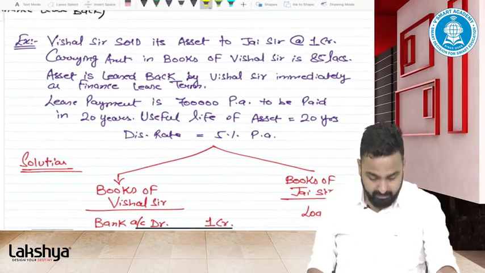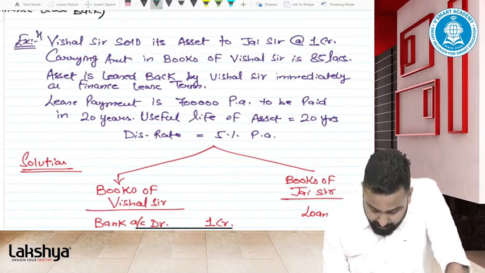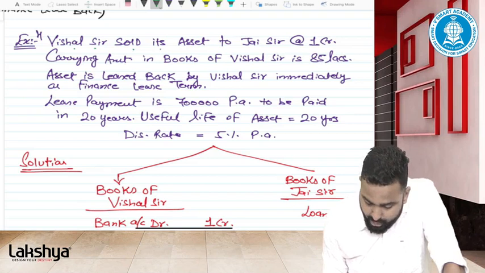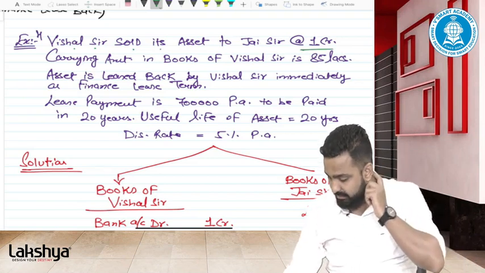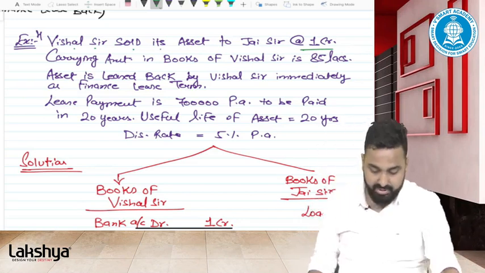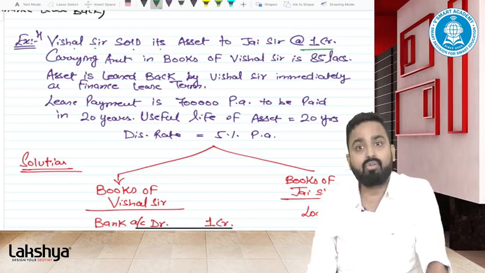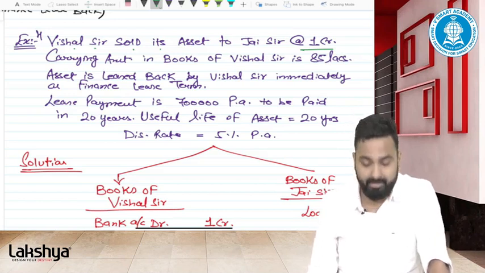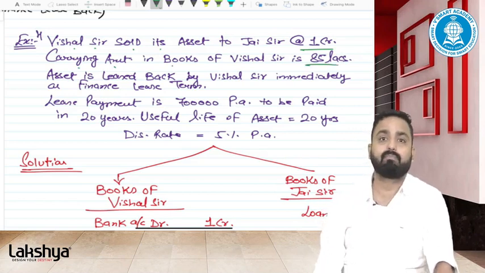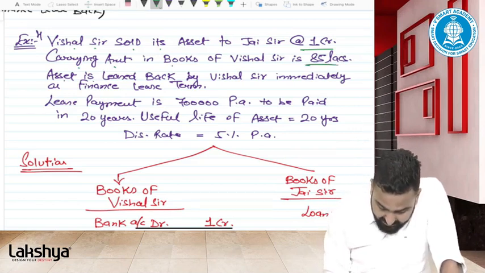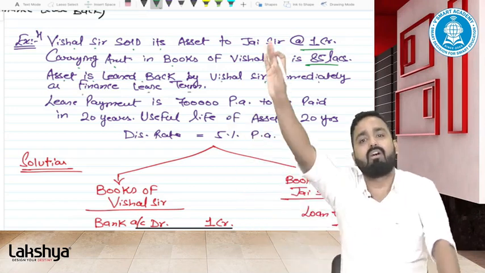Let's discuss the example. You can write the example number 4. Vishal sir sold its asset to Jay sir at 1 crore rupees. Carrying amount in the books of Vishal sir is 85 lakhs. The asset is leased back by Vishal sir immediately as on a finance lease term.